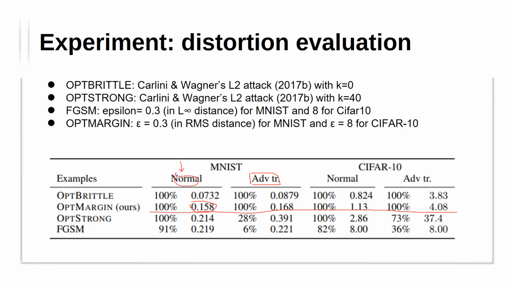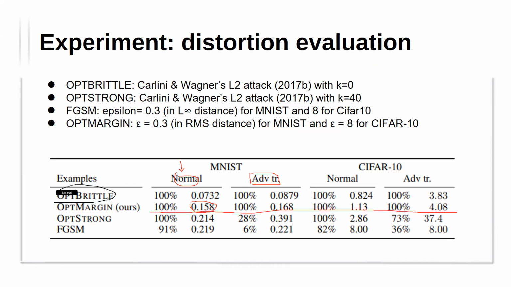So what is the normal comparison? Normal is just a normal model trained on the MNIST data set, and the ADV training is training with benign samples and adversarial samples. So it's supposed to be much more difficult to attack than the normal one. Okay, so 100% means it generated 100% attack success rate. So you can see the success rate is the same with opt brittle, right?